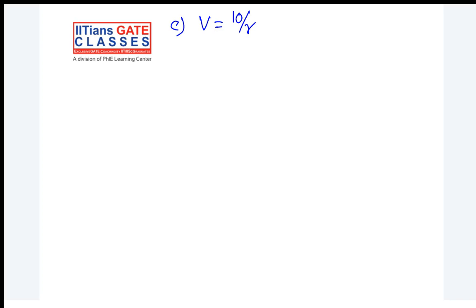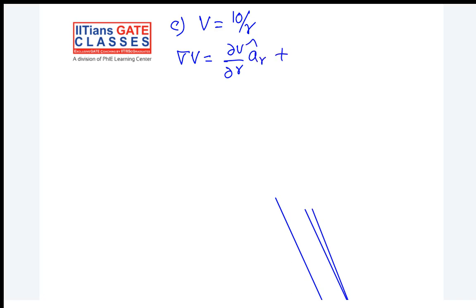When you are finding the gradient in a spherical system, we have already written what it is: dou v by dou r a r cap plus 1 by r dou v by dou theta and dou v by dou phi. Those do not matter because v doesn't have any theta and phi, so you should write only the first term: dou v by dou r into a r cap, and the theta and phi variations will be 0 in this case. So what is the value of the gradient you got? Minus 10 by r square into a r cap. So this is your vector, and try to find the divergence of this gradient.